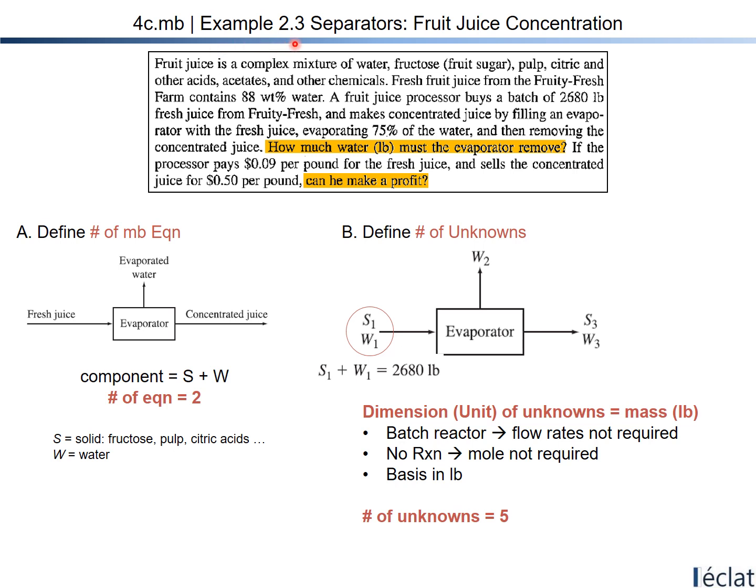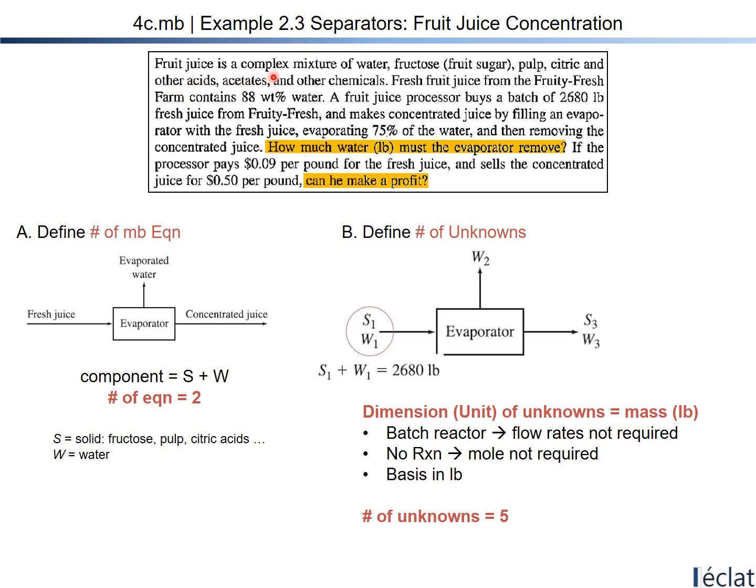Example 2.3, separators, about fruit juice concentration. Until now, you have had the example about the mixer in the first example, and then reactors in the second example. Then it is time to go to separators, the third example.